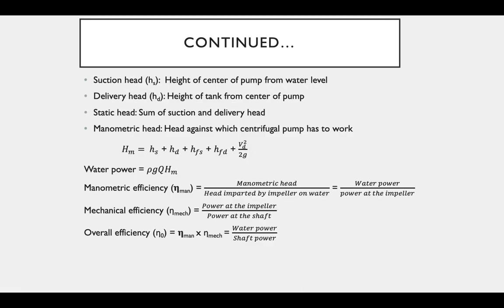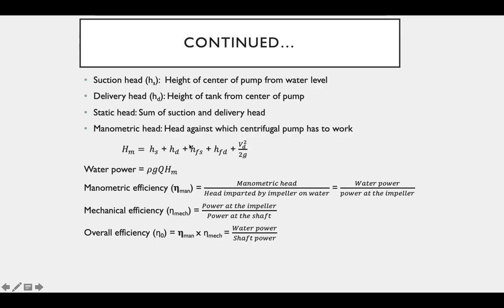Next is static head. Static head is the sum of suction and delivery head. Then manometric head. Manometric head is the total head against which a centrifugal pump has to work. So manometric head is equal to HS. HS is suction head, we have already seen. Then HD. HD is delivery head.